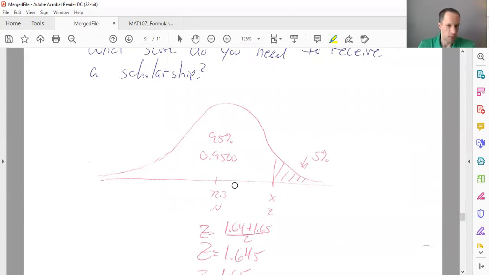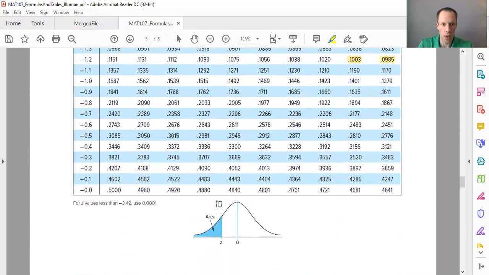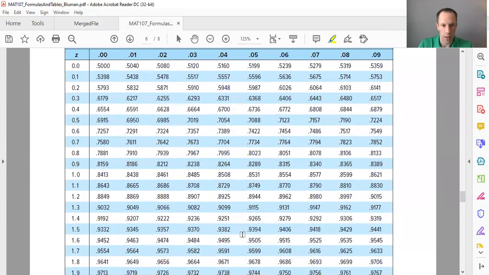Now, like I said in the previous question, we're not going to be able to find that value of x directly. We're going to have to find the z-score first and then go back and figure out the value of x. So in a standard normal distribution, what z-score has an area of 0.9500 to its left? Well, let's check the chart. On the positive side, we're going to have 0.9495 and 0.9505. So the number we're looking for, 0.9500, is halfway in between those two values.